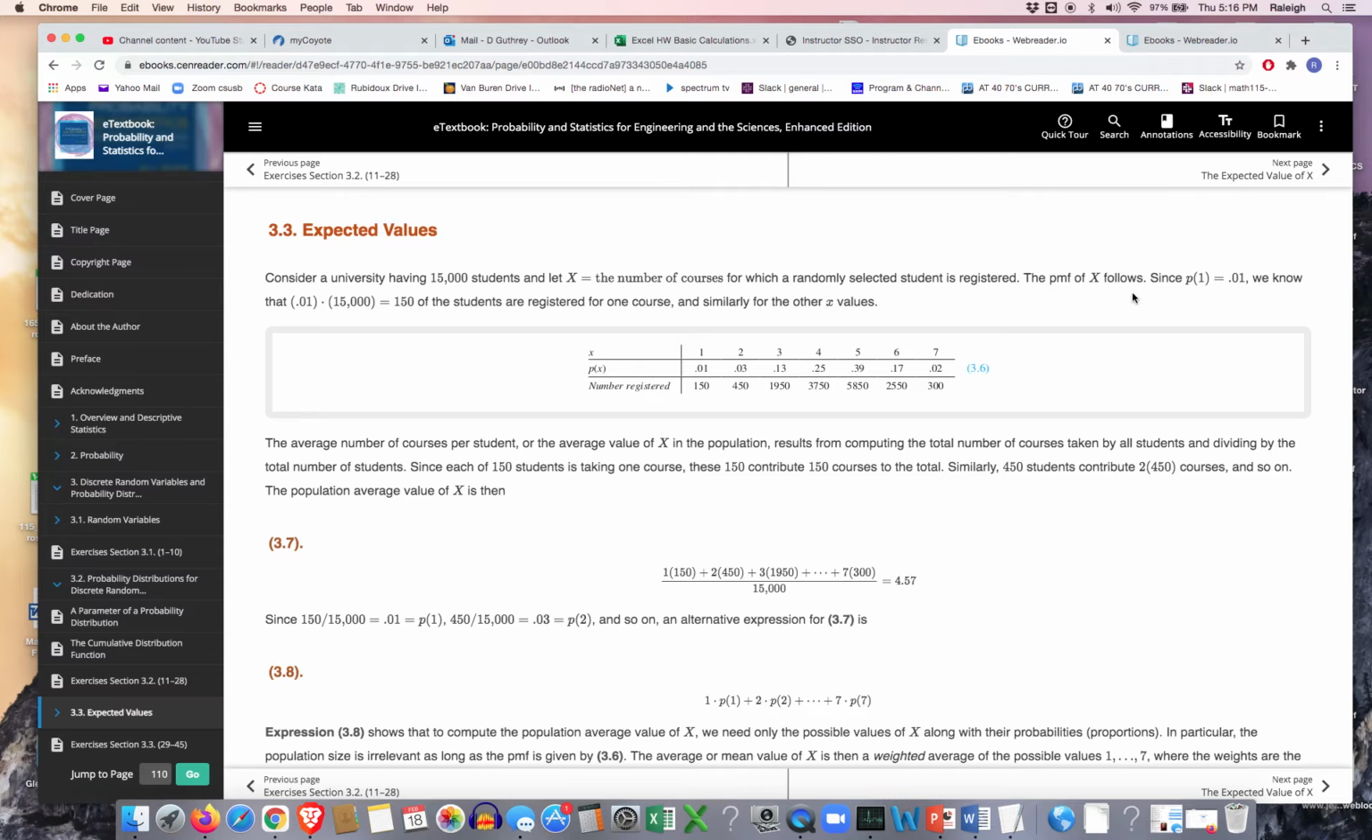The PMF is as follows, a table, and P of 1 is 0.01. So somebody taking only one class is right there. And then expanding it out to the 15,000 students, we figure that's going to be 150 students that just have one class. And it ranges all the way up to 7 classes.